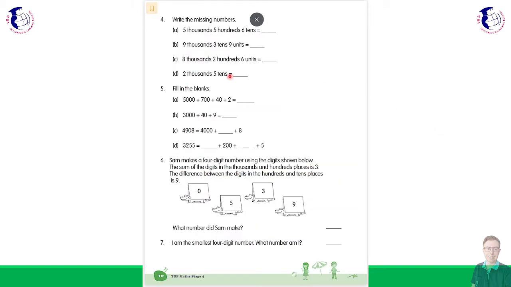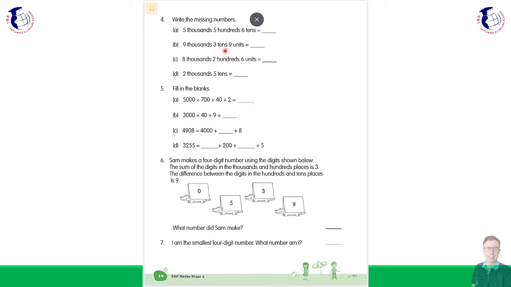Page number 10. Quite a short one today, just 2 pages. We have question 4 here. Write the missing numbers. We have 5,000s, 500s, and 6 tens. I want you to write the 4-digit numeral here, so write your thousands, hundreds, and tens. Remember, you have no units, but you're still going to need a 0 there. Same again for this one, and this one.